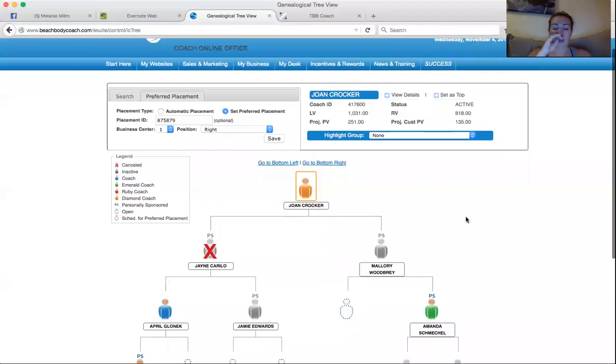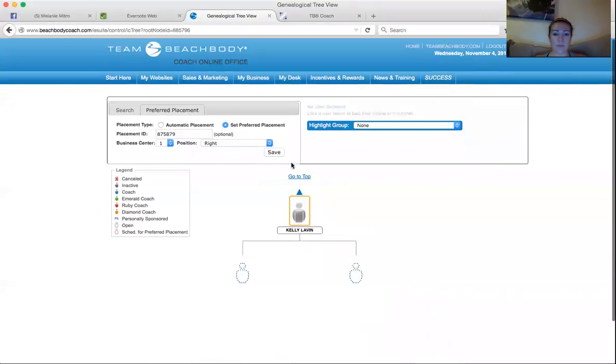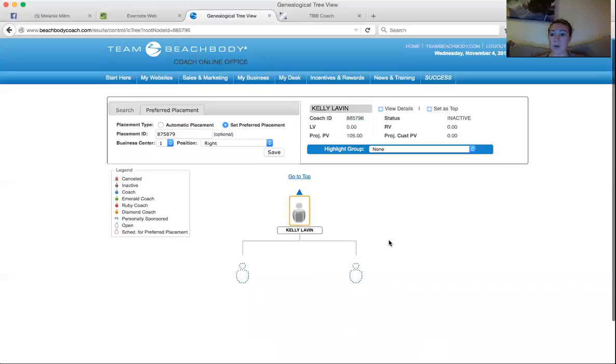But basically, when you first sign up, actually, let me go to the bottom left to show you this example. When you first sign up as a coach, this is what your back office looks like. It just looks like you, this one lonely person right here, and there's nobody on your left and there's nobody on your right. But in order to be an Emerald coach, you need to place someone on your left and you need to place someone on your right. So eventually these get filled up.